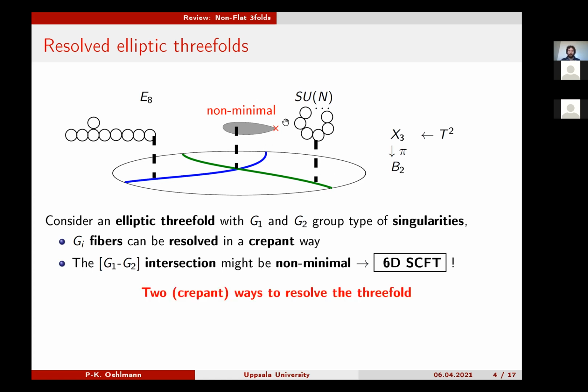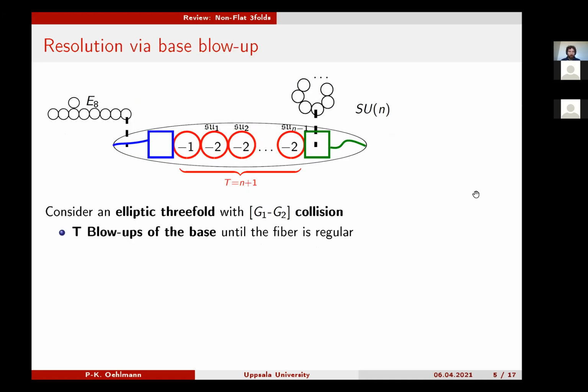Great. So if I now have such a non-minimal singularity, usually you're in big trouble if you want to consider a smooth Calabi-Yau threefold. But there are two crepant ways to resolve your Calabi-Yau threefold. So there are two ways to resolve your Calabi-Yau, even though it has such a non-minimal fiber singularity, in a smooth way such that you preserve the Calabi-Yau condition. The first, and this is the older way of doing so, is essentially by removing the intersection point, by blowing up the intersection point in the base.